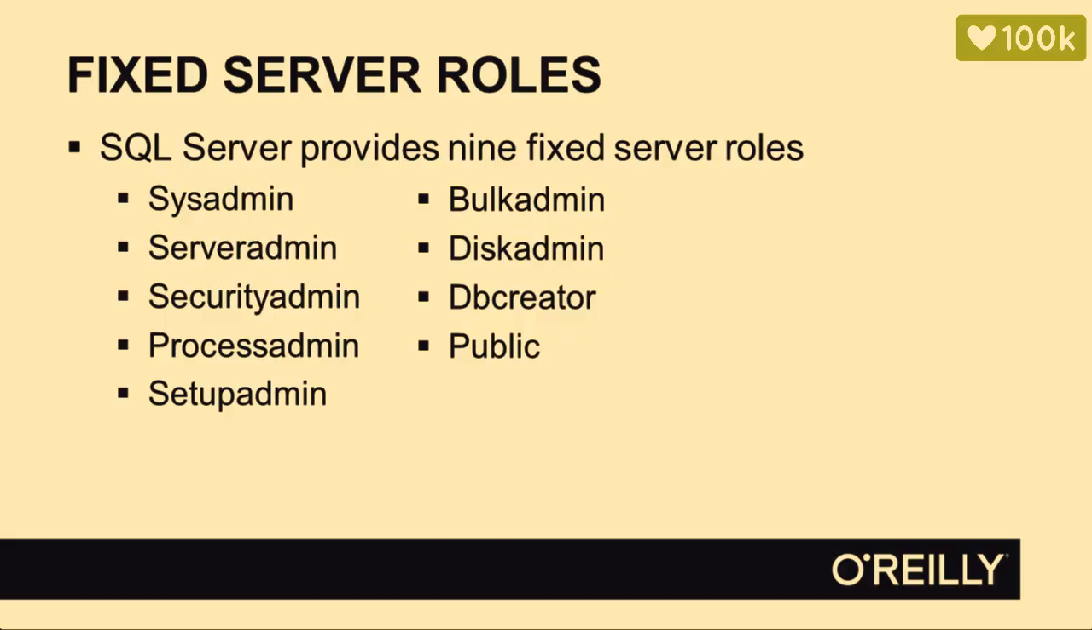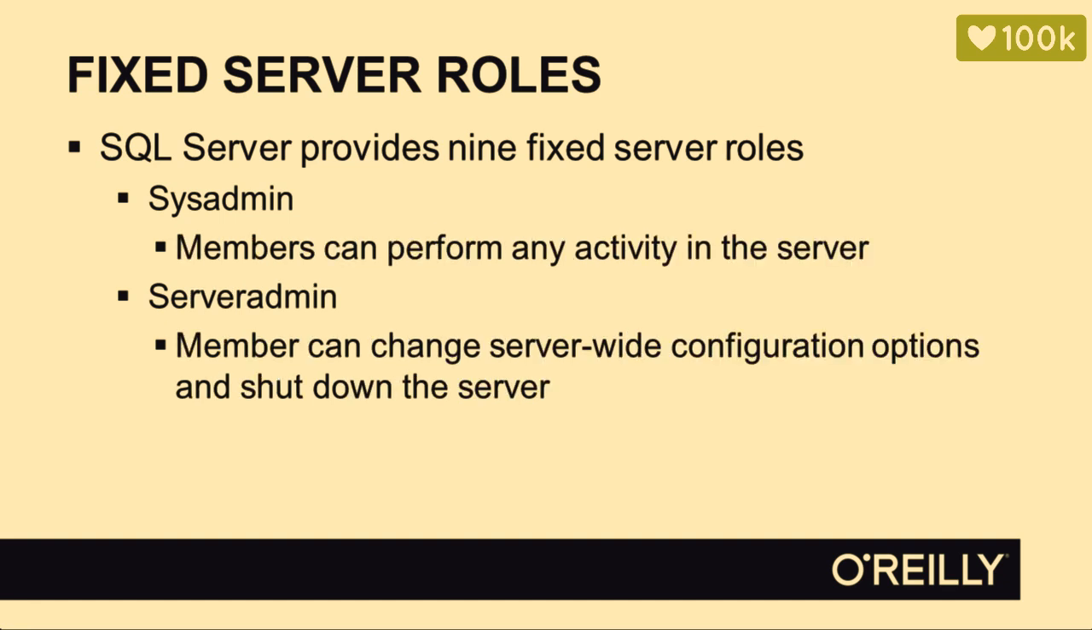Okay. Now, it's very important that you understand the basics of what permissions you're applying. Just jot these down and memorize this little bit of information, or learn it well enough that you can recognize the differences between these. The sysadmin role. A member of the sysadmin fixed server role can perform any activity anywhere on the server. You want to be very, very limited in who you add to the sysadmin role. A member of the server admin role can change server-wide configuration options, and they can shut down the server.